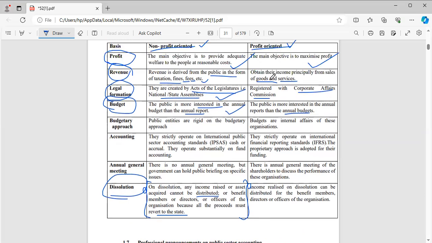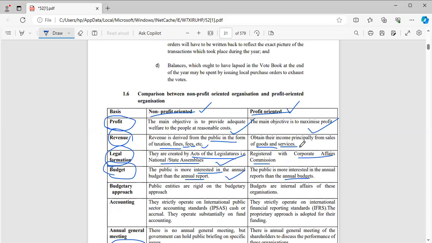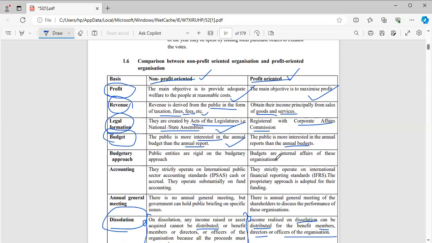But under profit making, income realized on dissolution, dissolution means when you are closing down, any income you get when you are closing your company down will be distributed for the benefit of members, directors, or officers of the organization. It's as easy as that. So these are the comparisons or differences between a non-profit-oriented organization and a private organization.